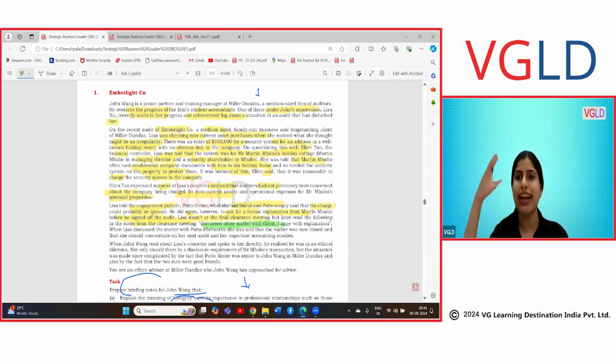Just create that scenario in your mind, create that picture in your mind. When I was on leave and at my back, he signed the report and finalized that, okay, I'm happy, right? So create that scenario in your mind. So when Lisa discussed the matter with PS, afterwards she was told that the matter was now closed and then she should concentrate on her next audit and her important accounting studies.